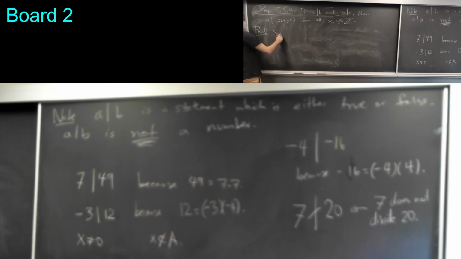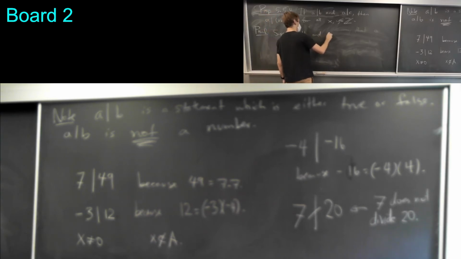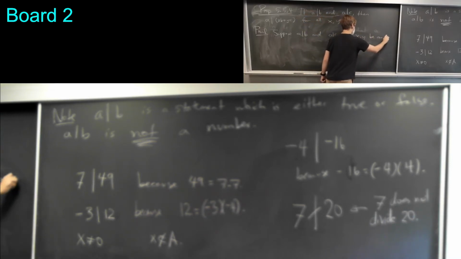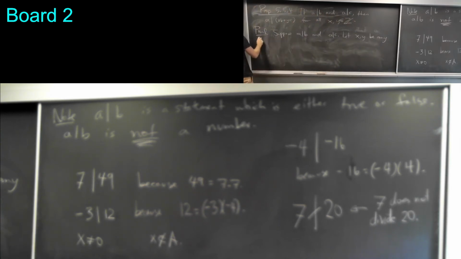So suppose a divides b and a divides c, and let x, y be any two integers. Okay. So we want to prove that a divides xb plus yc.